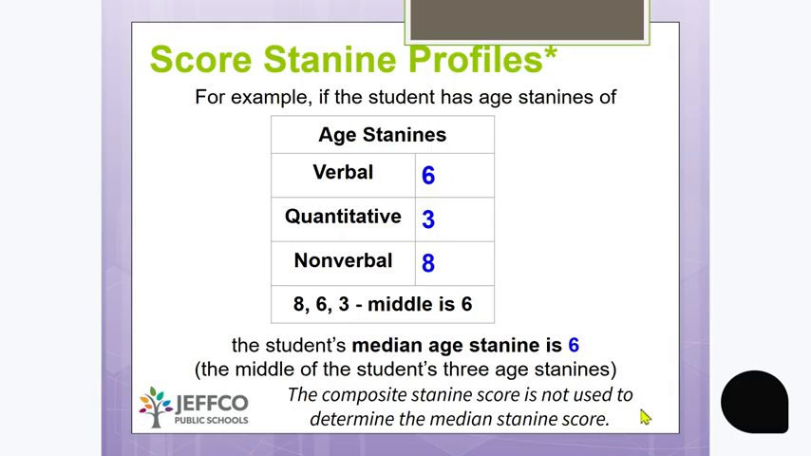The composite score is not used to determine the median stanine score. They just take the verbal, the quantitative, and the nonverbal scores, and the middle score is then used as the profile score.